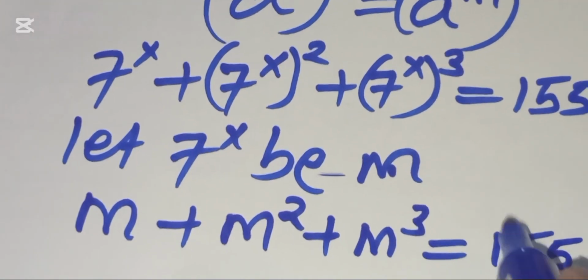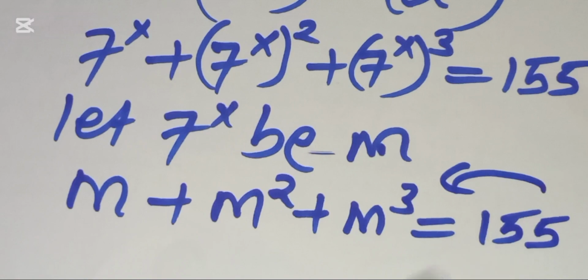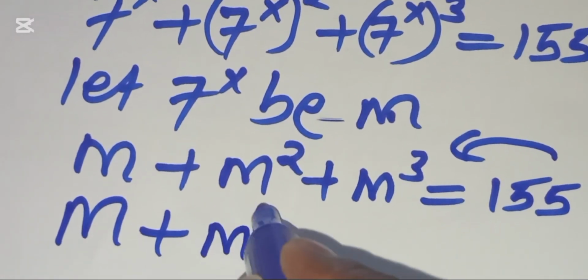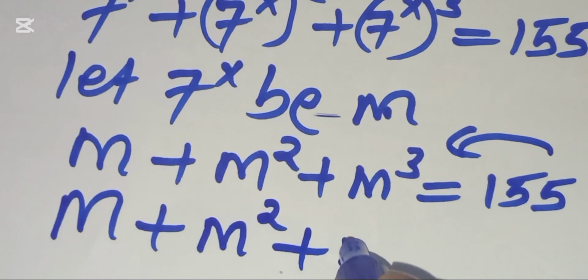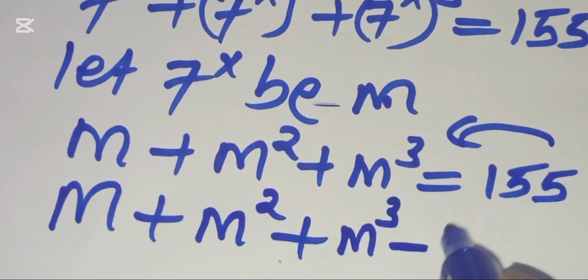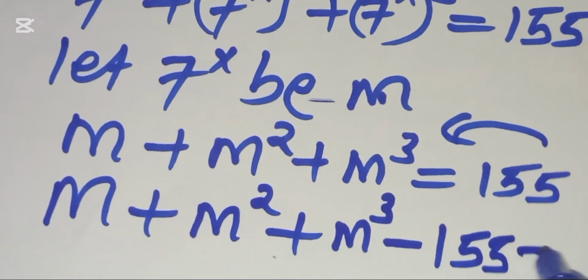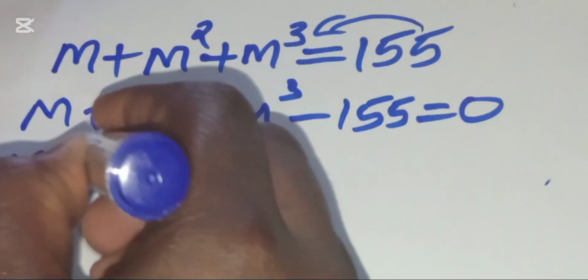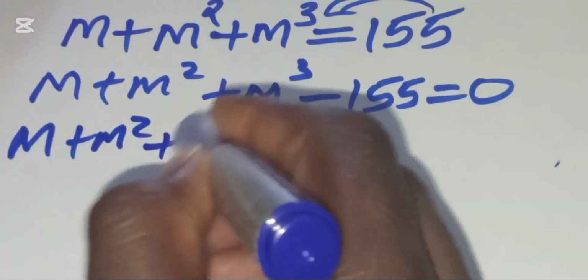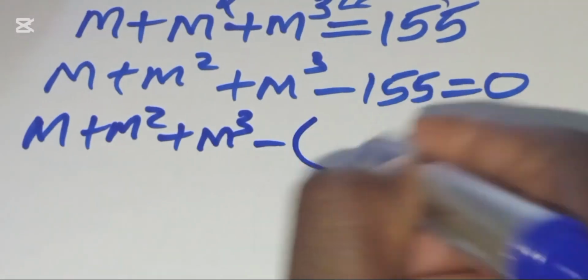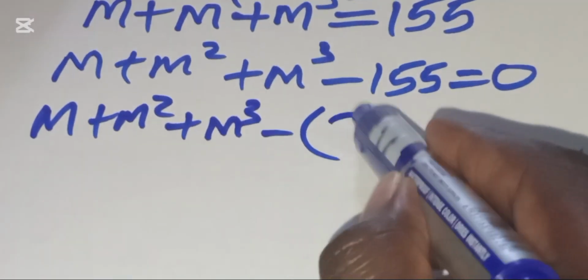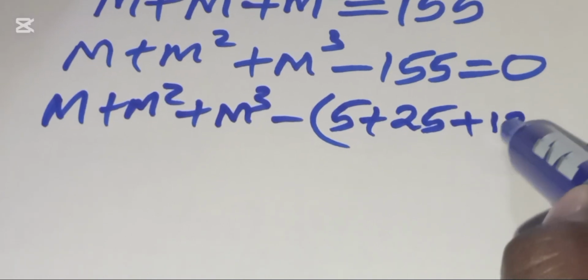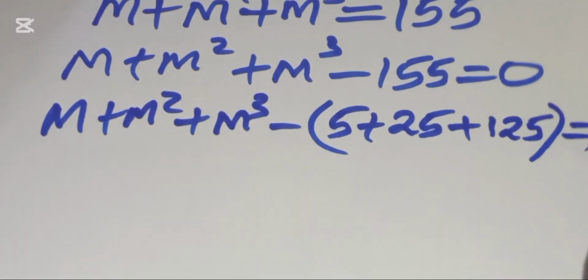Now we take 155 to the left hand side so that we have m plus m squared plus m cubed subtract 155 equal to 0. Now we can express 155 as 5 plus 25 plus 125, so we have m plus m squared plus m cubed, subtract 5, subtract 25, subtract 125, equal to 0.